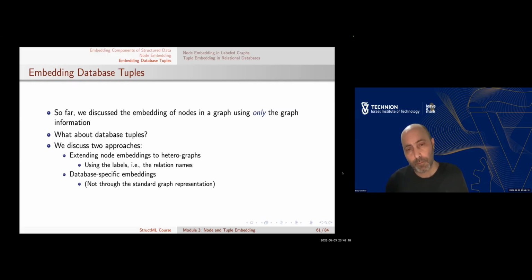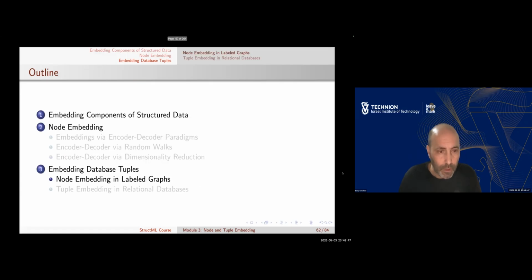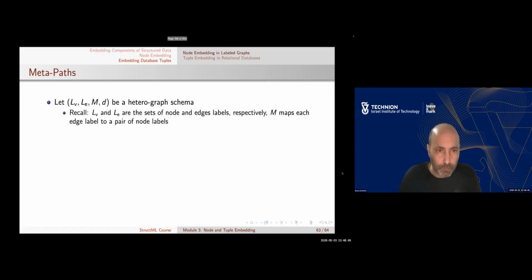One is extending node embeddings to heterogeneous graphs, and we're really going to use just the labels of the nodes. So it is really a way of embedding nodes in a label graph. And then we're going to discuss database-specific embeddings that actually look at the attribute values. Okay, so let's start with node embedding in label graphs.